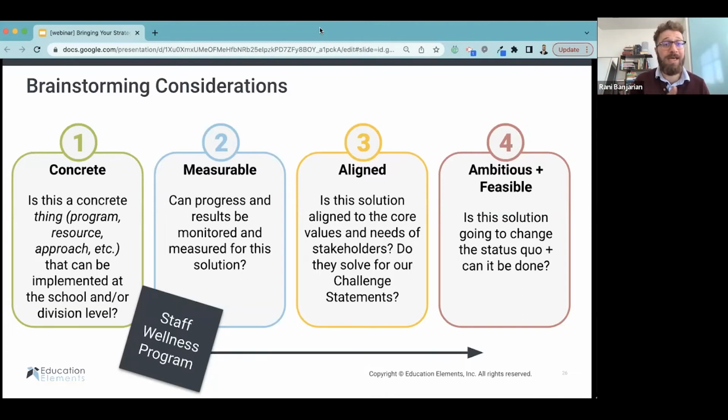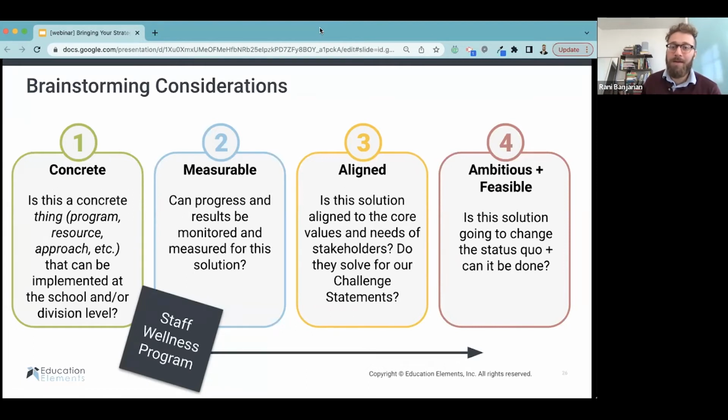It's important to gut check and see if the ideas that you've come up with are these 4 things. I'll give you all a moment to read what you see on the slide, and I'll give you an overview. Your ideas need to be concrete. Is this a concrete thing that can be implemented at the school level or the district level? Is it measurable? As a district leader or a school leader, can I measure the impact over time?